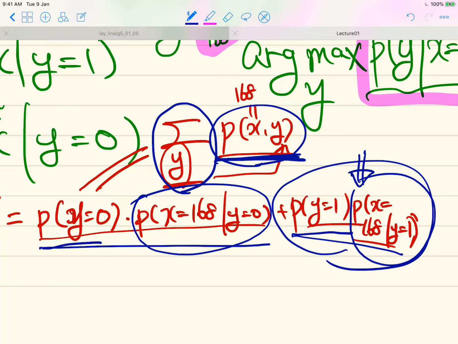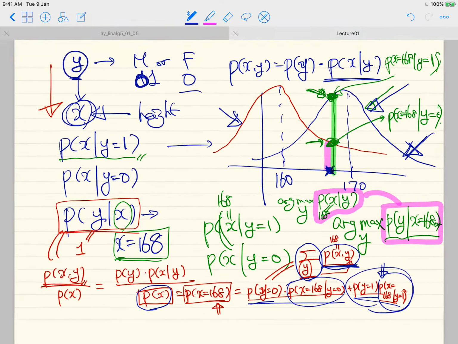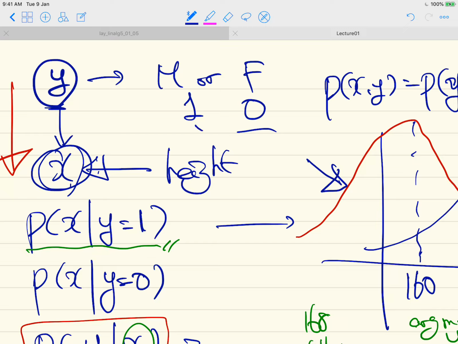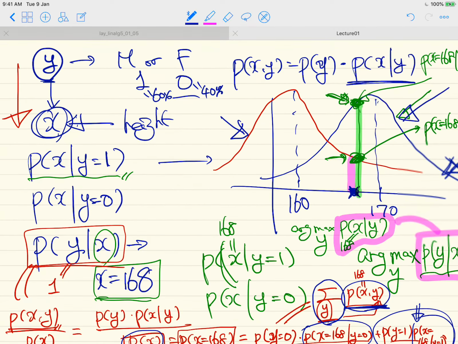But we didn't consider this p of y being equal to 0 or 1, right? So this is called a prior, right? And in this case y is 1 or 0, and this is basically a Bernoulli distribution. Let's suppose or assume female is a little bit more than male in the world, so suppose the probability of observing male is 40% and female 60%, and suppose this is our initial or prior probability distribution.